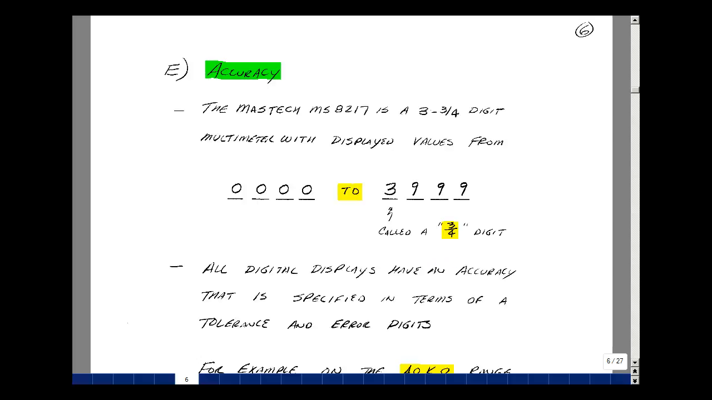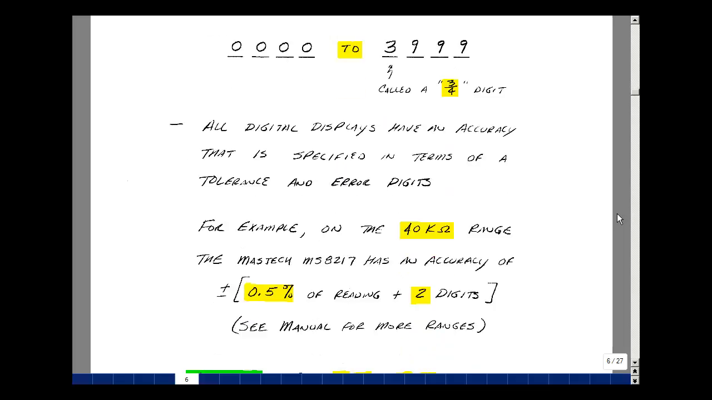Let's take a look at an example to show you what the accuracy of a particular reading would be. It turns out the accuracy changes on different scales. I'll have to refer you to the manual to see what the errors are for each setting of the selector switch. I took an example with a 40 k-ohm range on my reading. In other words, I can go up to 39.99k. In the manual, it says that the accuracy is plus or minus 0.5% of the reading plus 2 digits. Let me show you what that means.